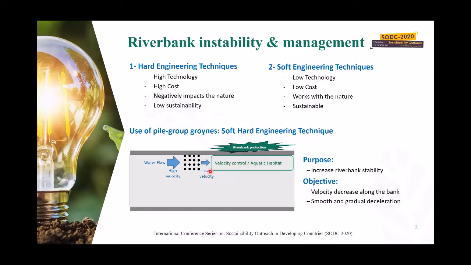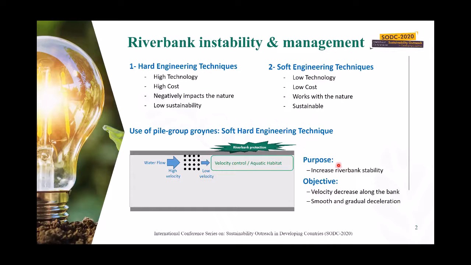This structure reduces the velocity. Additionally, it improves aquatic habitat in this region. As in the high water levels, fishes can evacuate to this region because the main stream has a high velocity. Therefore, fish can evacuate to this region to be safe. And also during the low water stages, fishes spawn for regeneration in this region. So it also enhances aquatic habitat. Therefore, it is also called a soft engineering technique and has a higher sustainability rate.